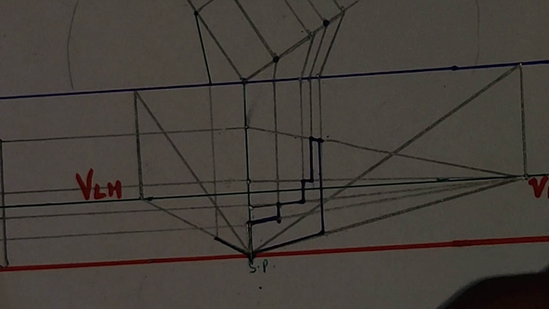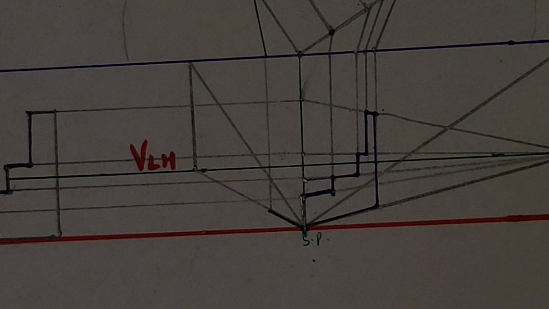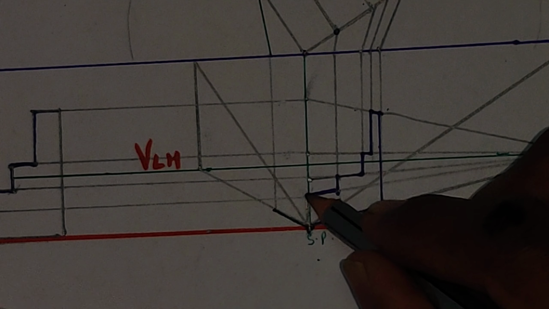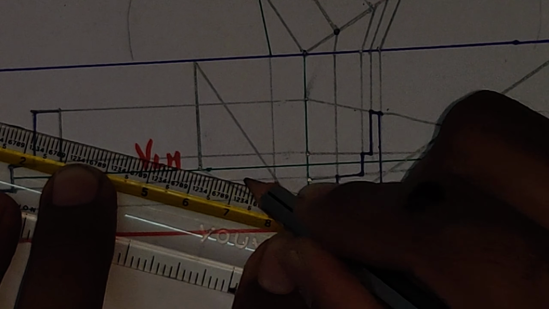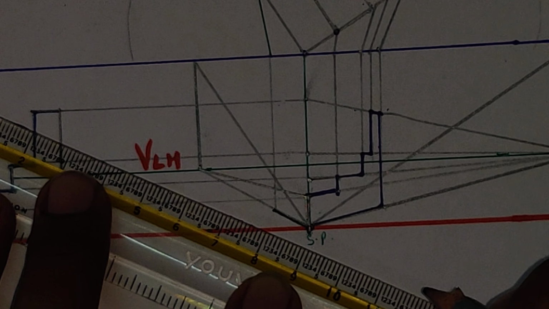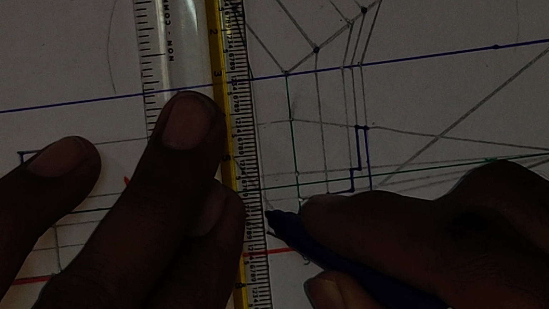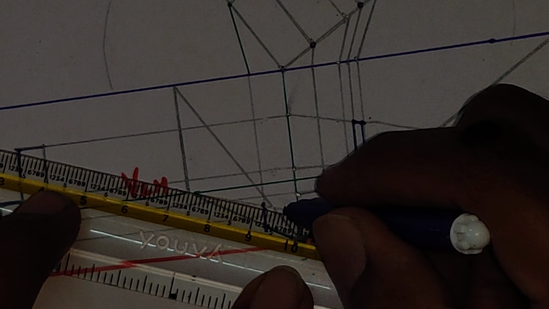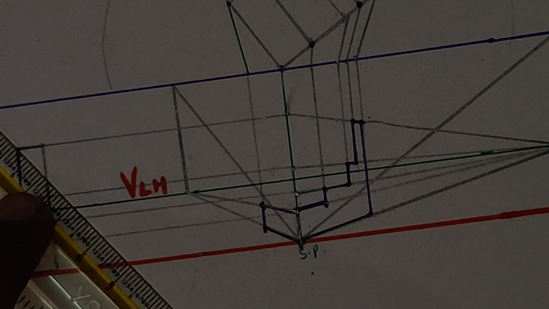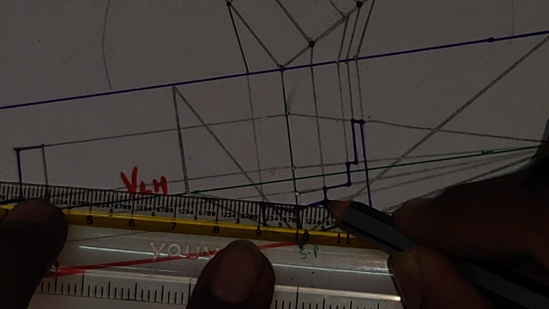Now you just see this, how we'll add width. Step by step we'll move. First we'll join this point to our left hand vanishing point. Right, so this step gets complete. Right, next we'll join this point to our left hand vanishing point.